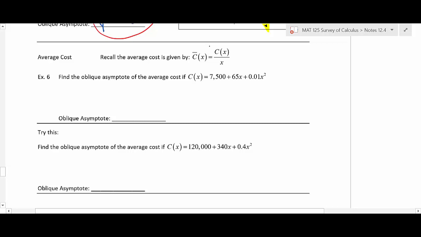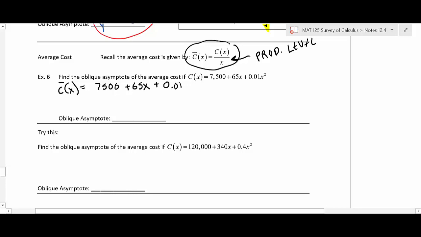If I give you a cost function, what do you do? You divide by x, exactly. Here's your formula right here. You're dividing by the production level. X is the number of things you're producing, so we call that the production level. So if you want to find C bar of x in this problem, you divide this whole thing by x. Let's write that as 7,500 plus 65x plus 0.01x squared all over x.